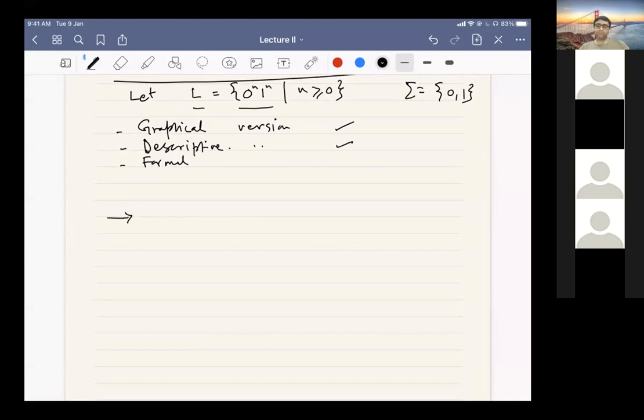Excuse me, sir? I just have one question. Is it possible for us to make a TM for a regular language as well? Of course, we can. Okay, sir. Thank you. Okay.